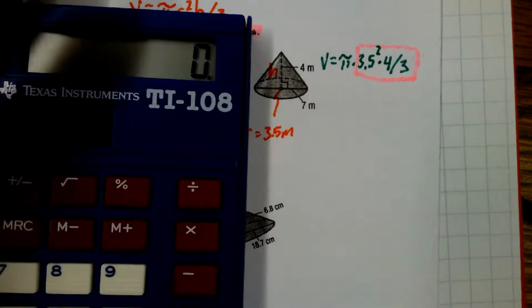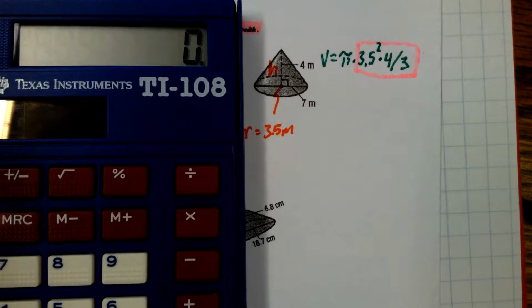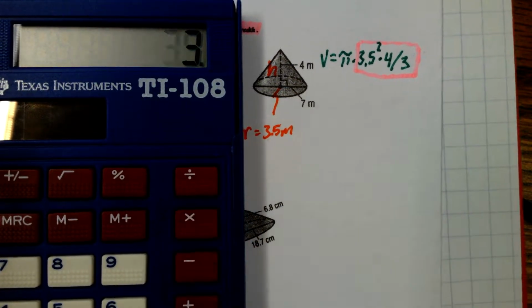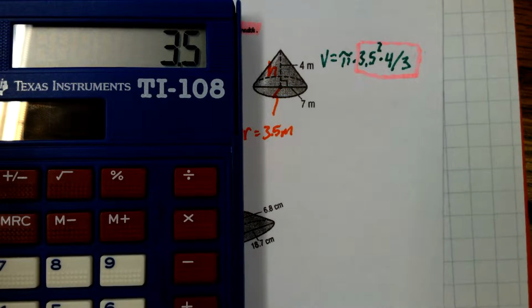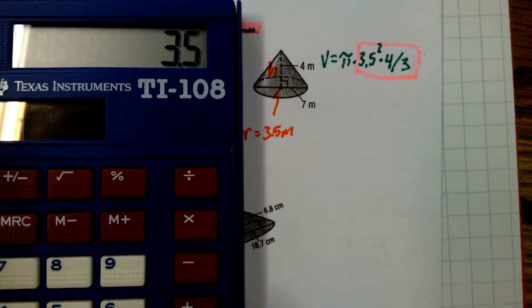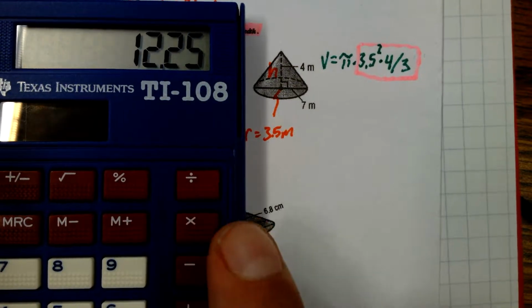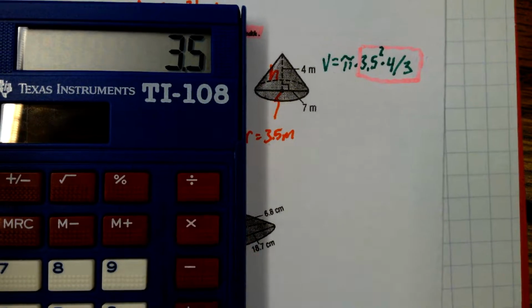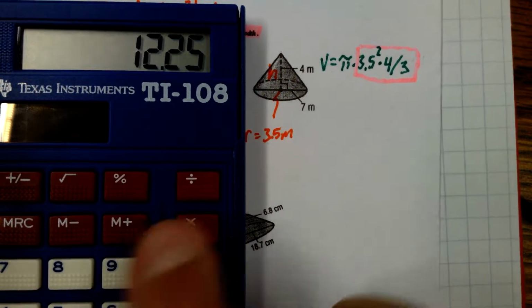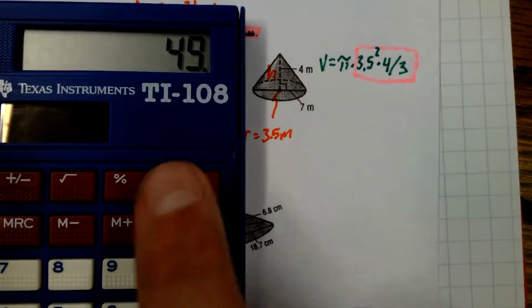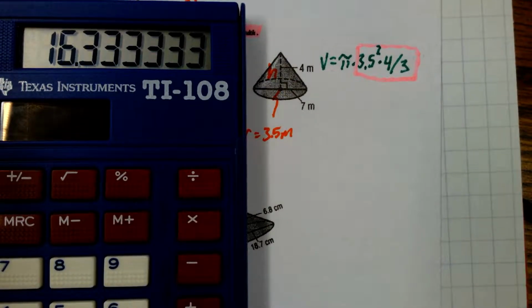Okay, so I want to square 3.5. So that's going to be 3.5 times 3.5. Then I have to multiply that by 4. So times, make sure I do that, 3.5 times 4. Last step, divided by 3. And I get 16.3 repeating.